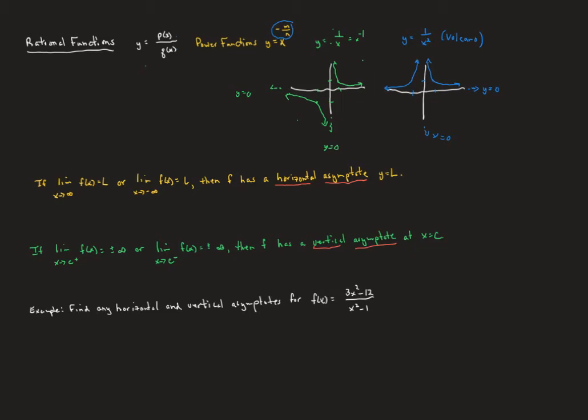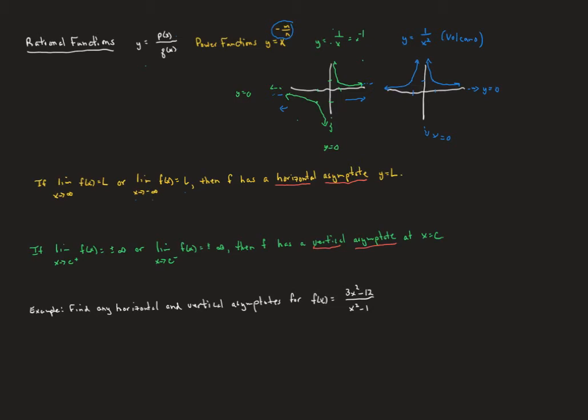So we read this as: if the limit as x approaches infinity of f of x equals L, or the limit as x approaches negative infinity of f of x equals L, then the function f of x has a horizontal asymptote of y equals L. Okay, so that is as the x values go further and further out to the right and left, the y values are getting closer and closer to L. That's what we mean for a horizontal asymptote.